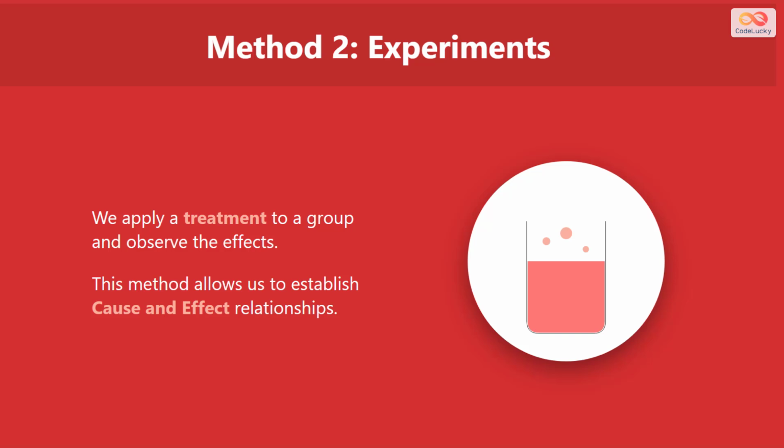Next up are experiments. Unlike surveys, experiments involve action. We apply a specific treatment to a group and then observe the effects. This is the only method that allows us to determine a true cause and effect relationship between variables.